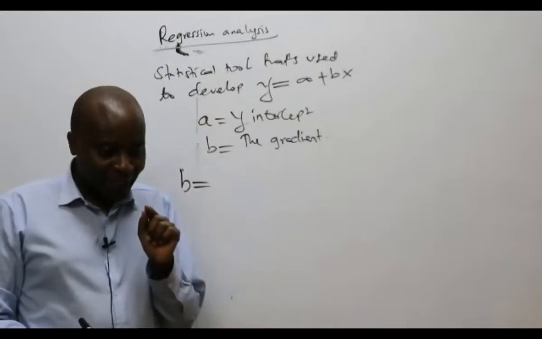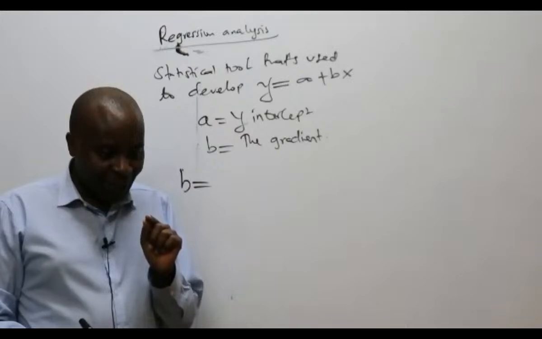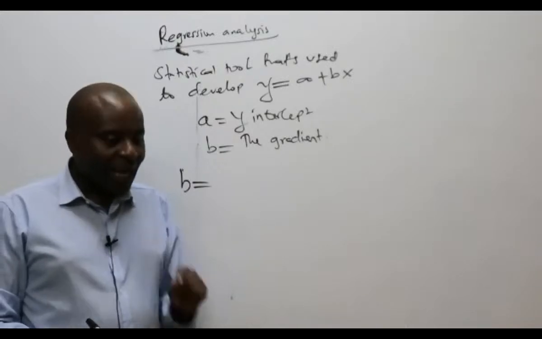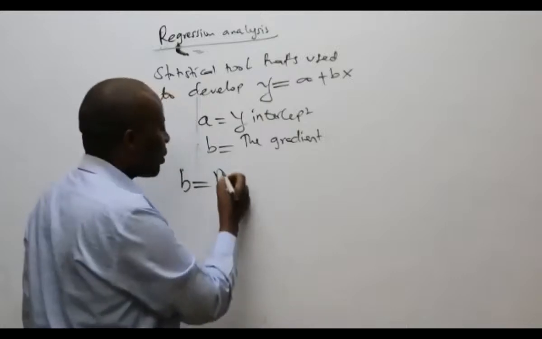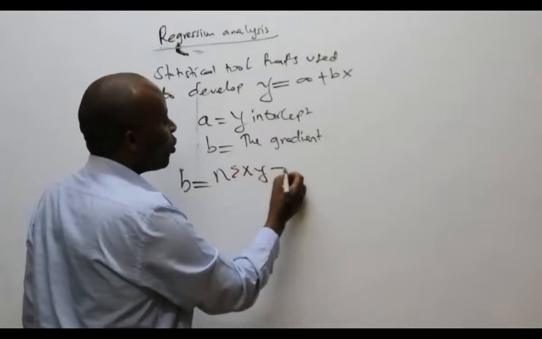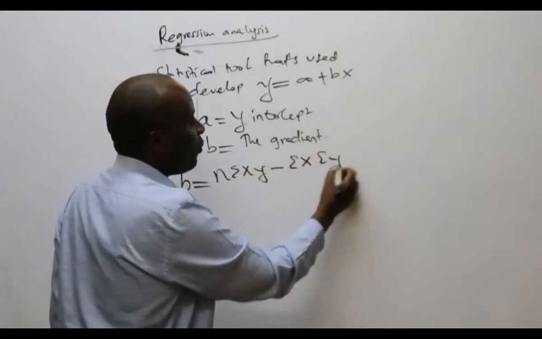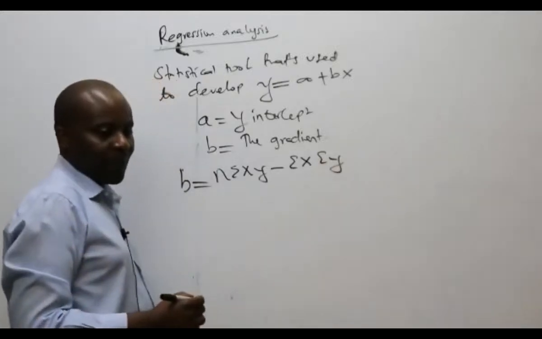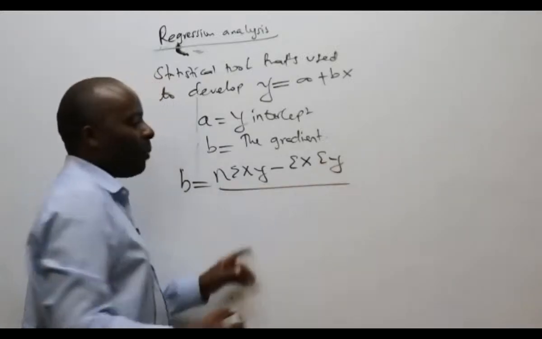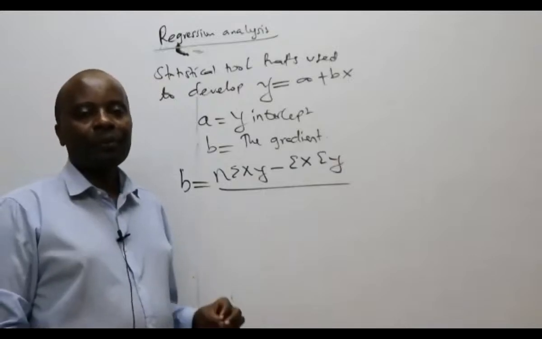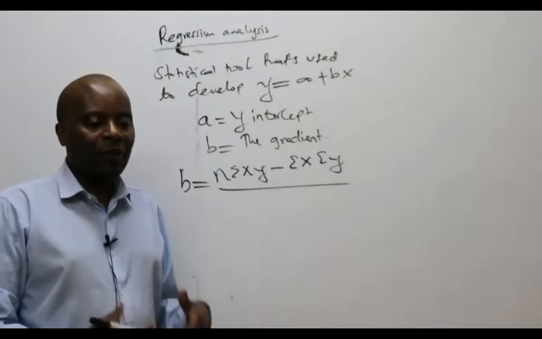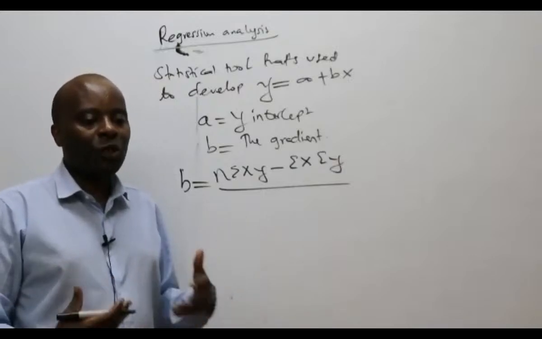So very good. I can see in this case here, somebody who is very creative. Amesema hapa B equals N summations of XY minus summation of X, summation of Y, all over, how about the denominator?